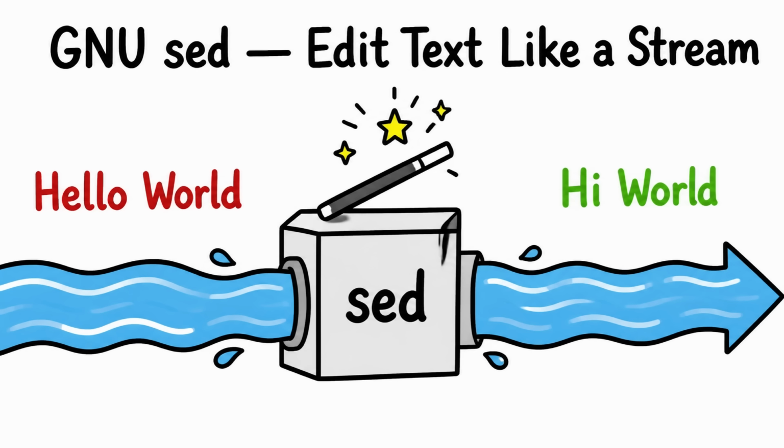Here's another gem. GNU Sed, the stream editor. Sed lets you search for text patterns and replace them automatically without even opening a file in an editor. For example, if you have a file where you want to replace every occurrence of hello with hi, you can do that in one command. Sed reads the file line by line like a stream, applies your transformation, and outputs the result. It's incredibly fast and works perfectly in scripts for batch text processing. Once you learn Sed, manual find and replace feels ancient.